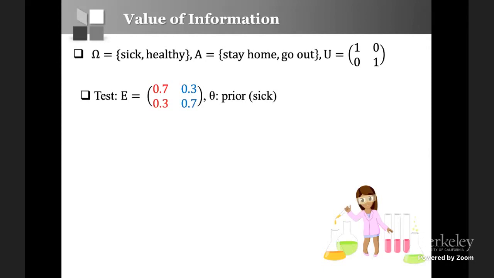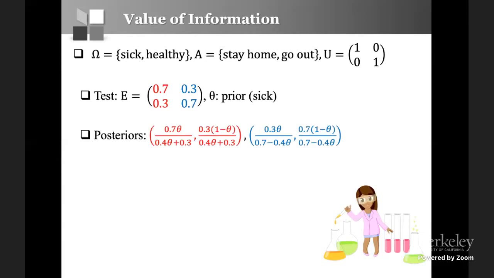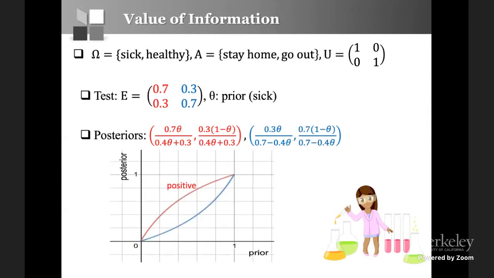The results of the test are correlated with her current state, but they're not 100% accurate. You can think of the first signal as meaning that the result of the test was positive, and the second signal that the test was negative. Assume that the test has a 30% false negative and 30% false positive rate, as in our case. Once the agent receives a signal, she performs a Bayesian update and forms a posterior distribution. We can see here the posterior distributions that the agent forms after she receives one of the two signals. The red line represents her posterior probability of being sick after she receives signal one as a function of her prior, and similarly for the blue line and signal two.